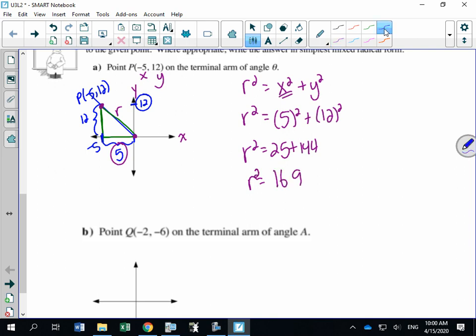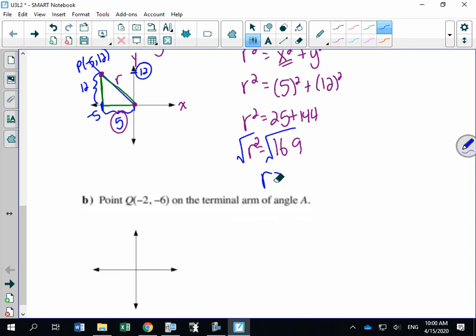And then I would say, okay, well, what's the radius? How do you isolate r? So to get rid of a square, you would square root. And r is equal to... Now this is interesting because when we did the unit on radicals, you knew that if you square root both sides of an equation, our solution is plus or minus 13.